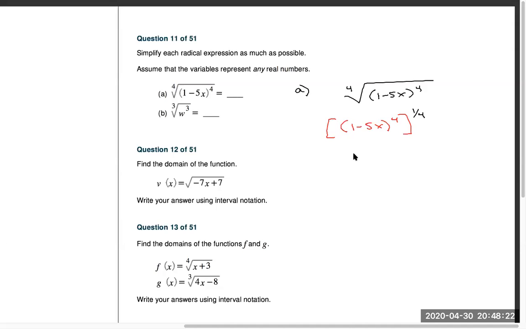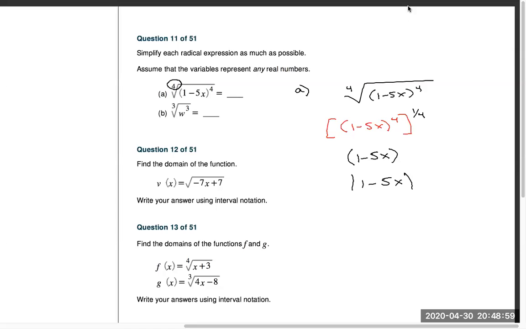So that's going to give you 1 minus 5x because of this part. But there's something that you have to remember with even roots. You're going to need to put an absolute value around this, because even if you have a number in here for x that makes 1 minus 5x negative, when you take it to the 4th power, it turns positive. Okay.